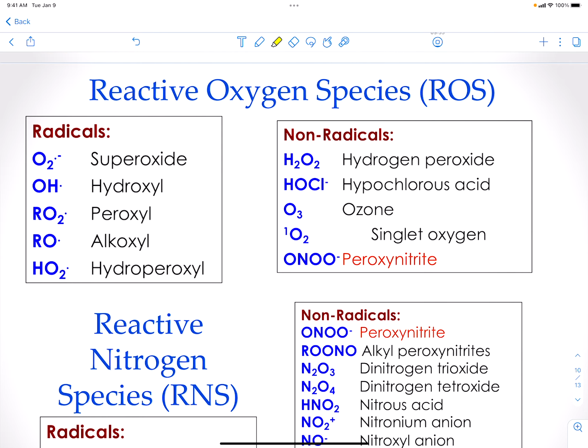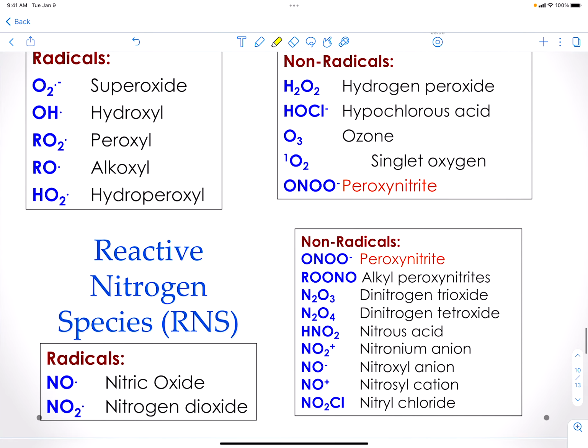So there are different types of reactive oxygen species, and those are shown here. Again, it just lists the different types of radicals versus non-radicals. Remember, radicals have an unpaired electron, whereas non-radicals do not, but they are still reactive oxygen species. And then we have reactive nitrogen species, which have radicals and non-radicals as well. This is just a comprehensive list of the different types of species that can form in the body naturally.